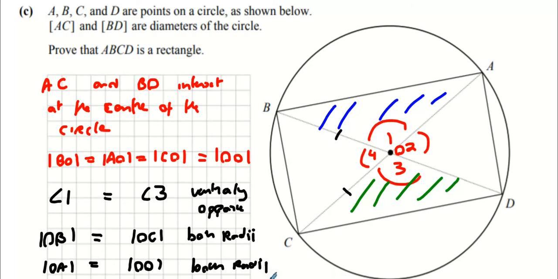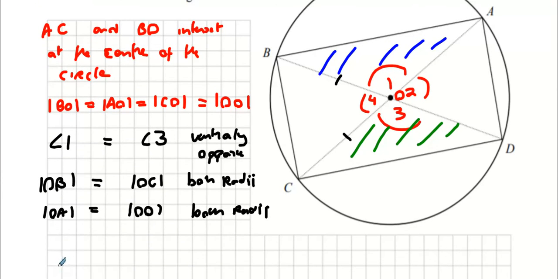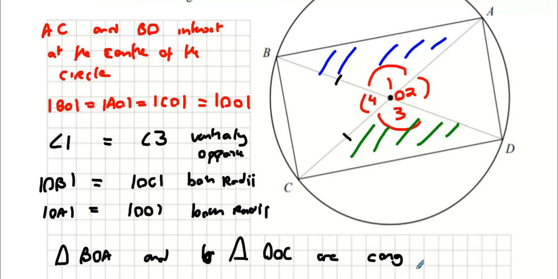Now what I have here is two sides and the angle in between, so I have congruent by SAS. Triangle AOB and triangle DOC are congruent. And then hence BA equals CD.